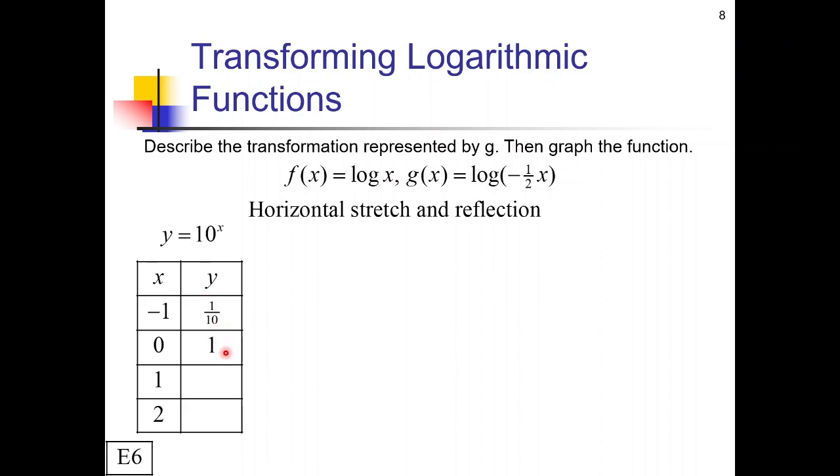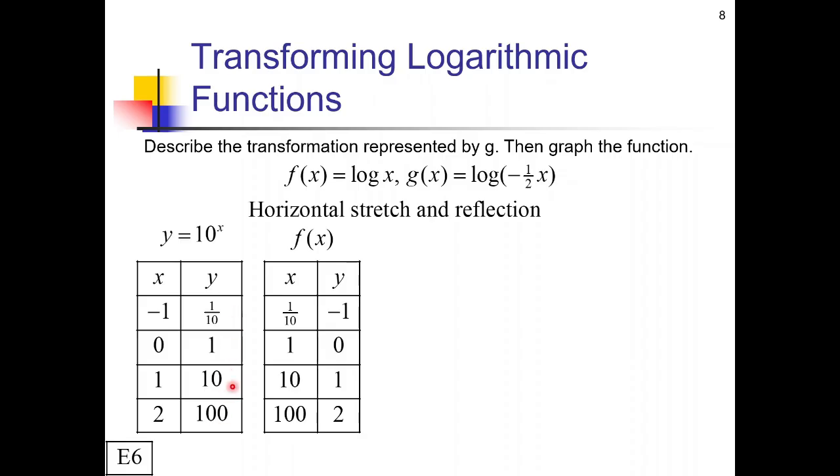10 to the 0 is 1. 10 to the 1 is 10, and 10 squared is 100. Now for the inverse graph of this, log of x, that is going to just be all the x and y values switched. So everything that was y is now x, and vice versa.